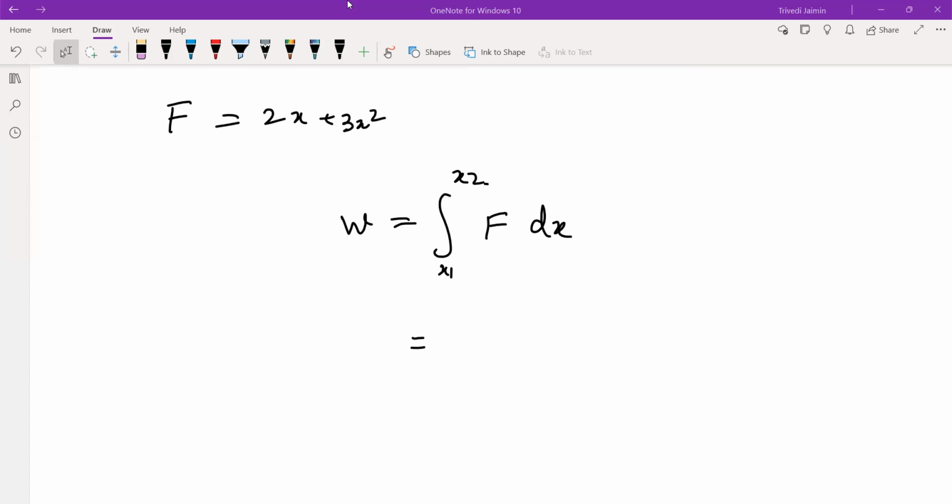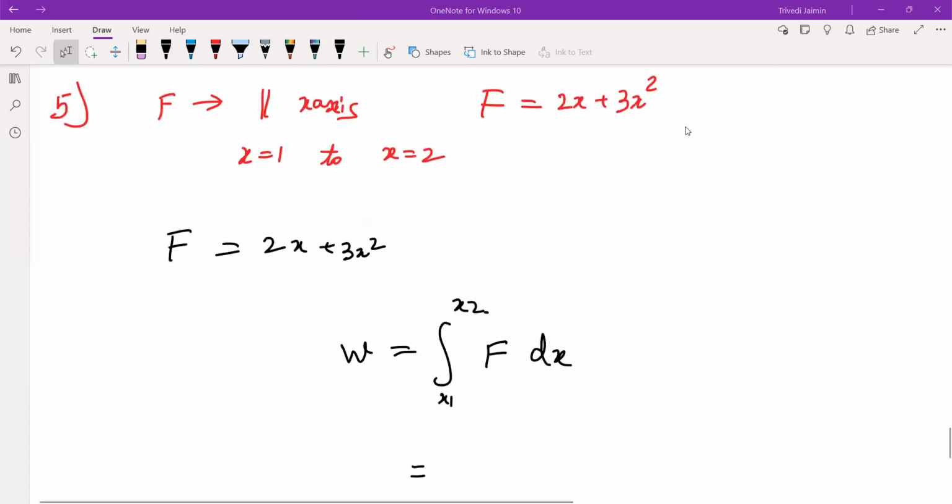Okay, let me check. What are the x values? The x value varies from 1 to 2. So the lower limit is 1 and the upper limit is 2. I did it wrong, I'll do it again.